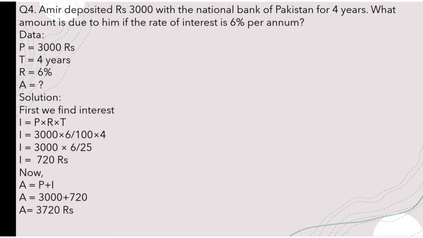In order to find the amount, first we need to know the interest. Principal we already know. For interest, I have applied the same formula, I equals P into R into T. Now put all the values of P, R and T and we have 3000 multiplied by 6 upon 100 multiplied by 4. 4 and 100 can be cancelled out by the table of 4 and we are left with 3000 multiplied by 6 upon 25. Now after cancellation, we have 720 rupees. Now we can find the amount, which is equal to principal plus interest. So we have 3000 plus 720, which becomes 3720 rupees.